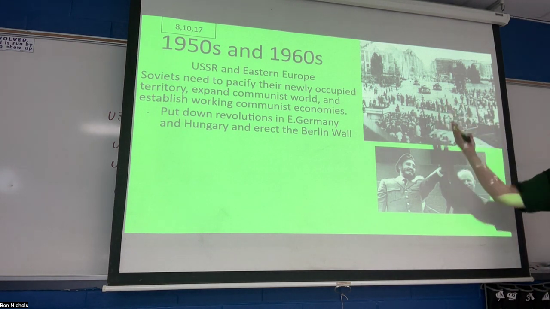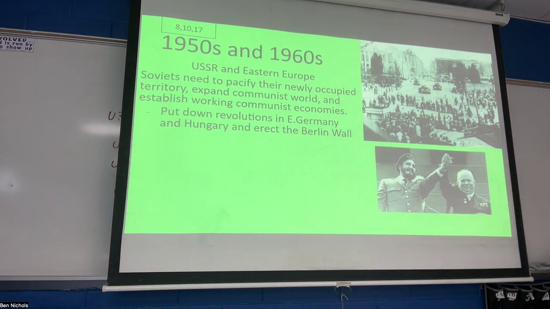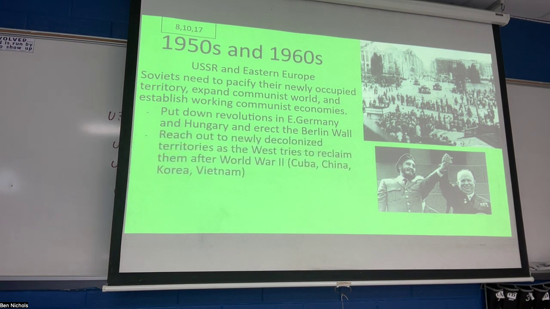Again, it's like a thing, right? It's an Eastern European thing. And so they are putting down revolutions in these places that they've taken over. We're going to get into decolonization a little bit more here in a second, but as territories decolonize, the Soviet Union wants to be there to help support them in their newfound freedom, as long as they're communist, in places like Cuba and China, Korea, Vietnam.